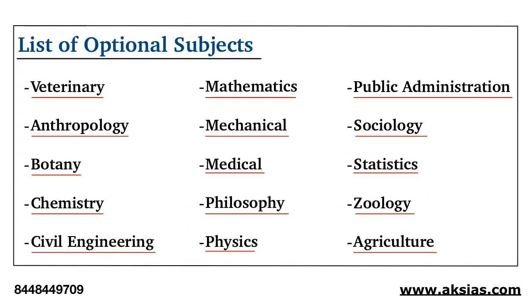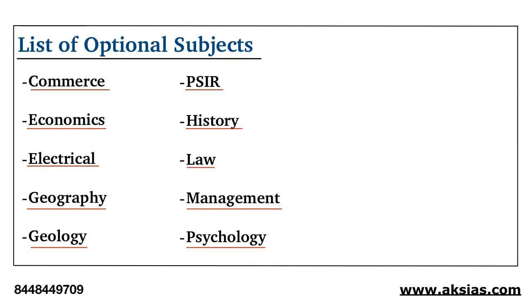So here is the list of the various optional subjects prescribed by the UPSC notification, namely veterinary sciences, mathematics, public administration, anthropology, mechanical sciences, sociology, botany, medical sciences, statistics, chemistry, philosophy, zoology, civil engineering, physics, agriculture, history, geography, commerce, economics, electrical engineering, geology, psychology, management, law, and political science and international relations, apart from history.